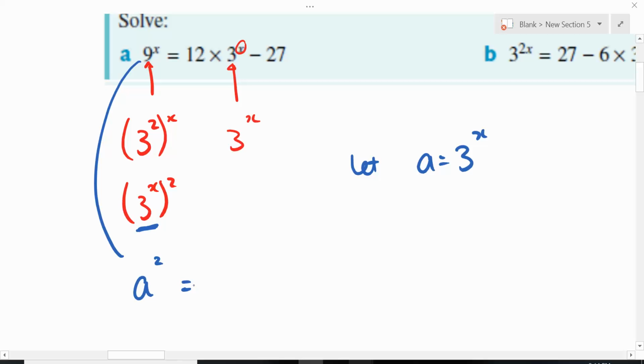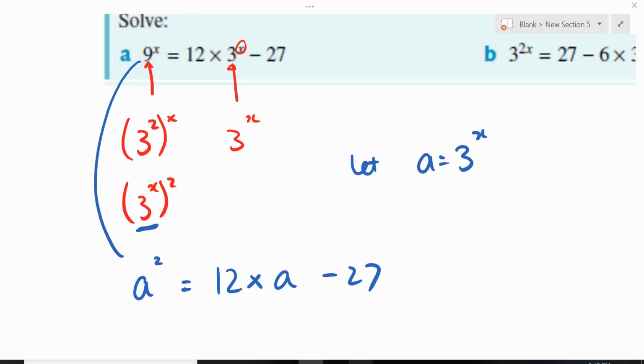That's equal to 12 times... Now instead of 3 to the x, I said, let it equal to a. This is minus 27. See, this equation right here comparatively looks much easier than something like that. And all I've done is I've just changed it by saying let a equal to 3 to the power of x. Okay?